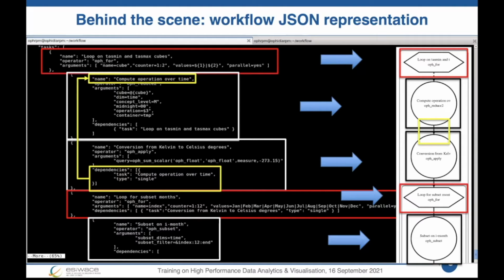So as said, the tasks are executed based on dependencies, which are the lines in the graph in yellow, as we can see here. These are specified by linking each task to the name of the one it depends on. Like, for example, in this case, we have a dependency on compute operation over time, which is the previous task. Of course, dependency can also be defined on multiple tasks. So, for example, there could be tasks which depend on 2 or 3 other tasks. So they cannot start before these 2 or 3 other tasks have been executed.